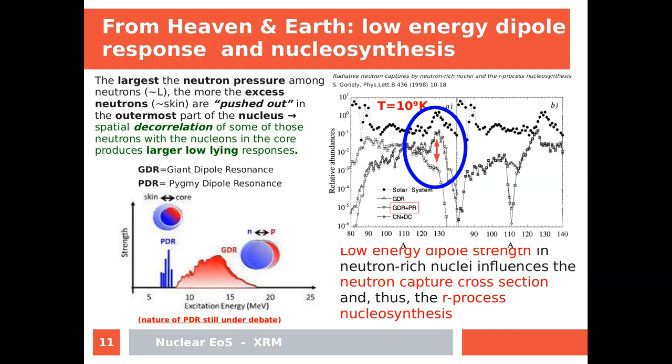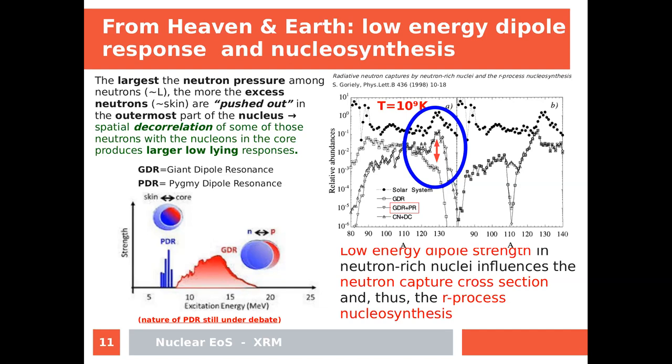But if you don't integrate, you just look at the full strength distribution, you will see that in neutron-rich nuclei, there are some peaks at low energy. This happens because in neutron-rich nuclei, this neutron skin appears. This neutron pressure is large. So you kind of decorrelate these neutrons, or some of the neutrons, you push them quite away from what we can call the core, where we have protons and neutrons mixed. And therefore, since you can think of those neutrons as decorrelated from the core, they will show large transitions at low energy.